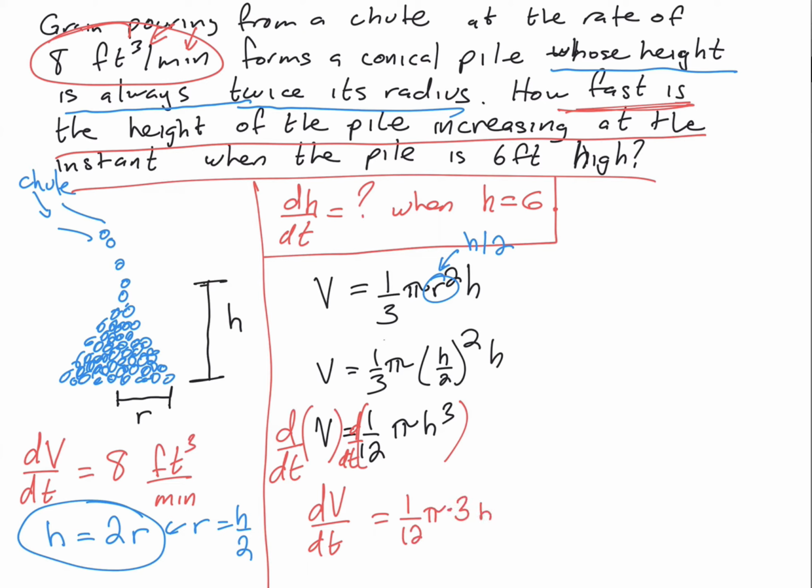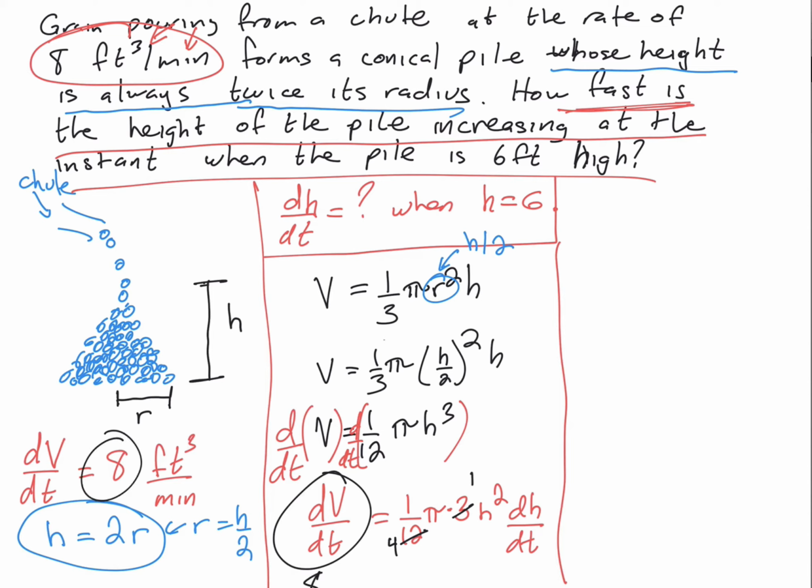So times 3 h squared, and then dh over dt. Okay, so then we can reduce a little bit. So 12 and 3 reduce to 1 and 4. What else? Do I know dV over dt? That's 8, right? So that's this one right there. What about h? I'm given h, right? Because it says when h equals 6. Right here.